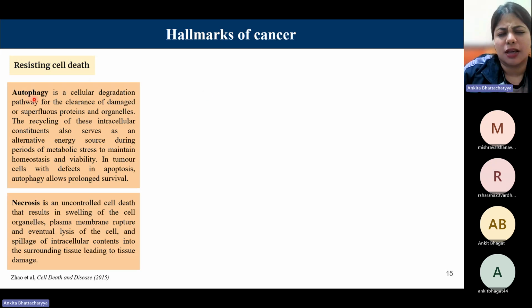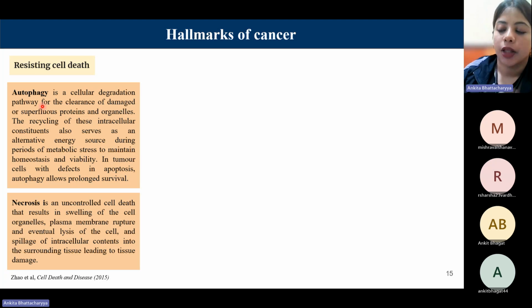Autophagy, which is something I'm very briefly touching upon. Autophagy is a cellular degradation pathway which helps for the clearance of damaged or superfluous proteins and organelles. The recycling of these intracellular constituents also serves as an alternative energy source during periods of metabolic stress to maintain homeostasis and viability. In tumor cells with defects in apoptosis, autophagy allows for prolonged survival. What does it basically mean? If I put it into one of those catchy taglines, autophagy is basically a process where a cell eats itself.